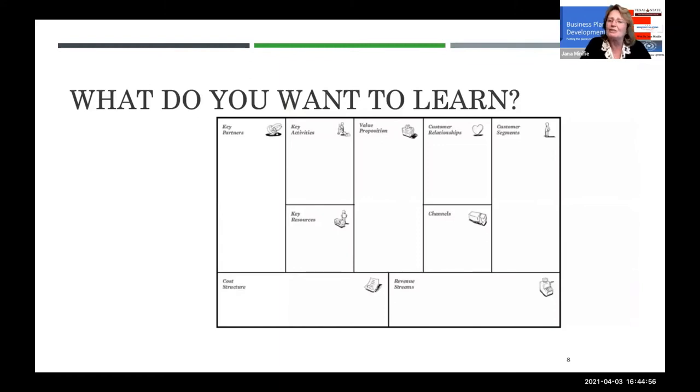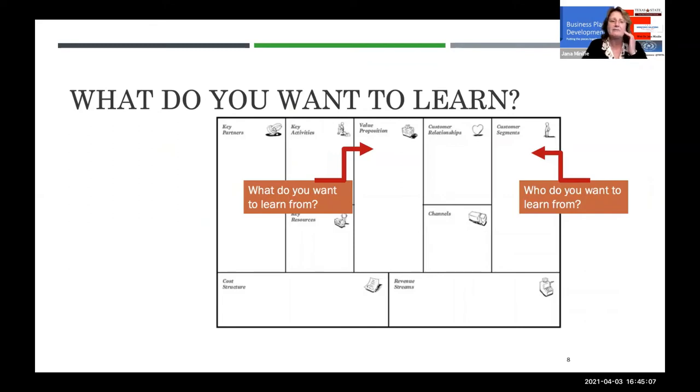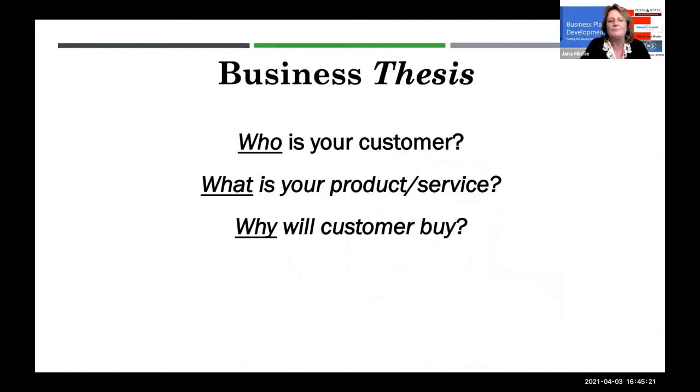So what is it we want to learn? We're trying to learn what we've already put on our business model canvas in the last module, and specifically we're addressing these two boxes. Who do we want to learn from? Our target market. And what do we want to learn about? Our value propositions. Our business thesis, which will eventually lead us to our elevator pitches, is: who is your customer? We want to understand it as completely as possible. And what is the product or service that we're providing them?